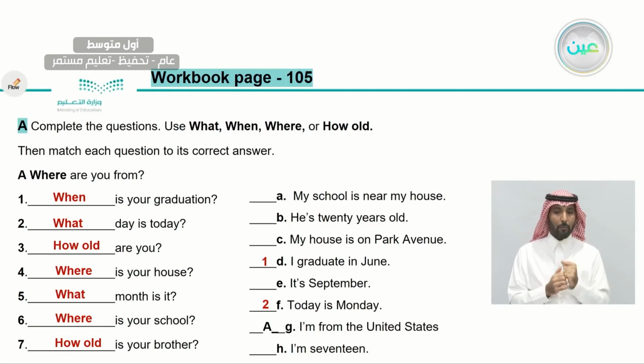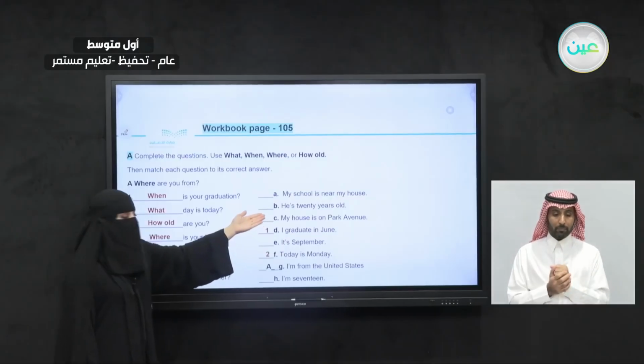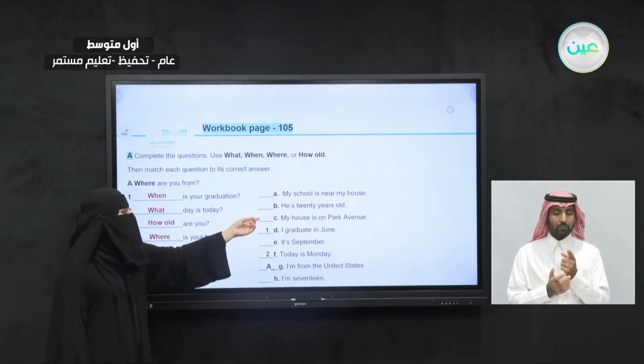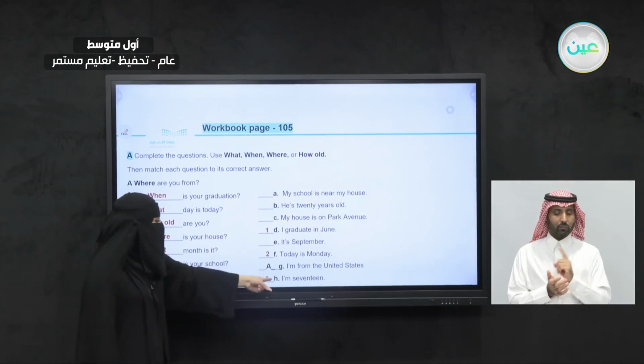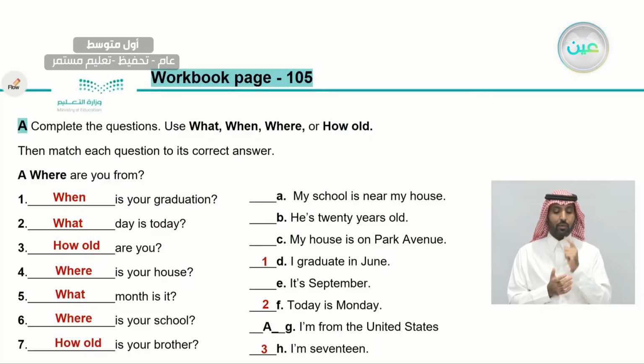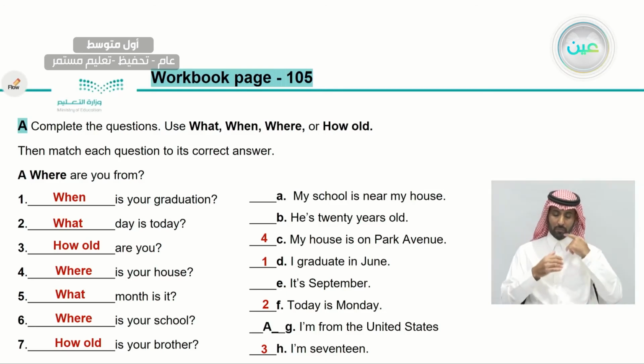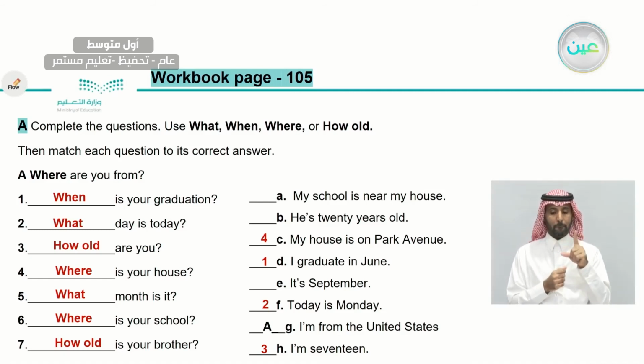My school is near my house. He's 20 years old. What do you think about this one? No. Actually, it is 17. Next, where is your house? I'm looking for a place. My house is on Park Avenue. Remember, we said usually with a street name, it's capitalized, so this can tell me it's an address. Okay.